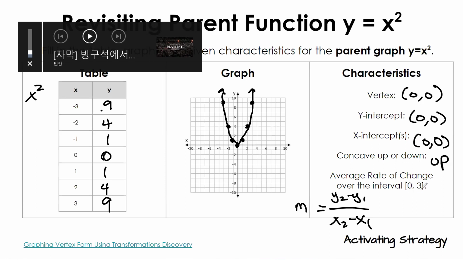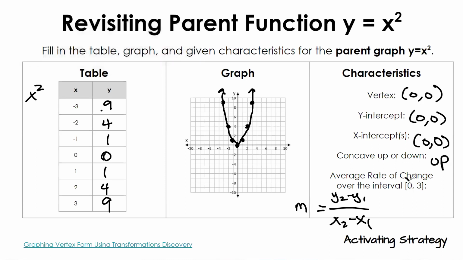So 0 to 3 is where they want us to find it. So 0 is going to be our x1. 3 is going to be our x2. We're going to come over to the chart and look at when x was 3, what was our y value? Well, that was 9, so that's going to be our y2. When x was 0, what was our y value? That's 0, so that's going to be our y1.